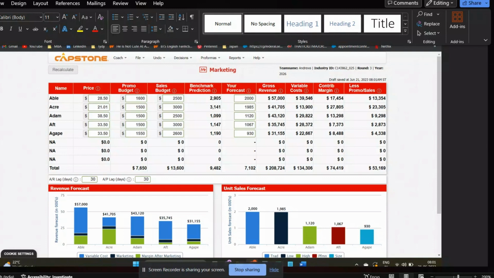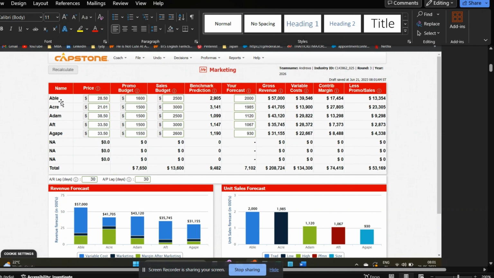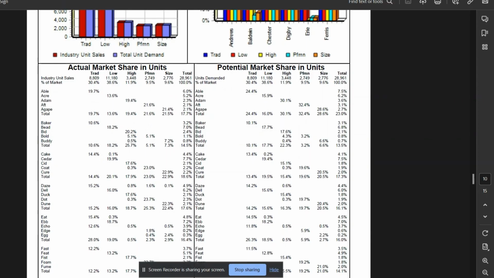First, let's calculate how to fill up the values in your forecast. There are five segments in my project, and it can vary in yours. Let's start with the first product, which is Able. Able was in my traditional section. How do I know this? Let's pull up the Capstone Courier.